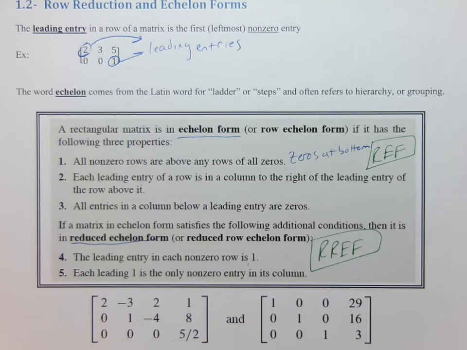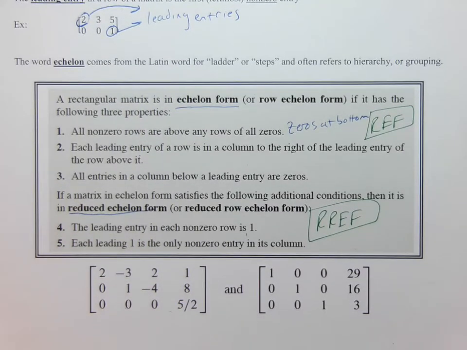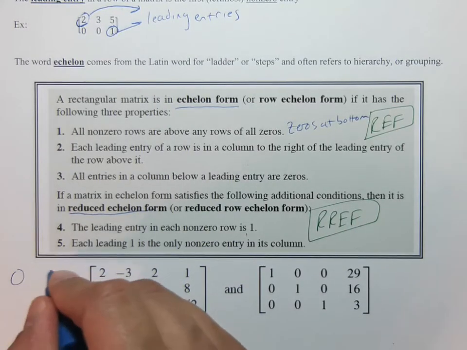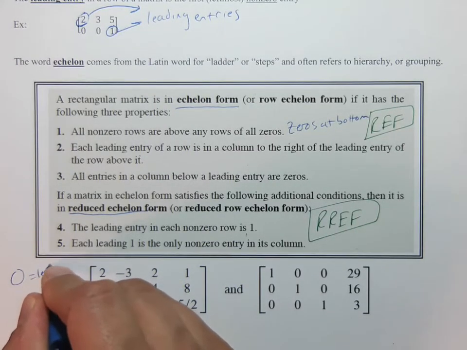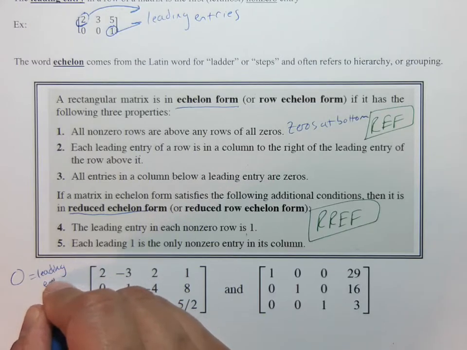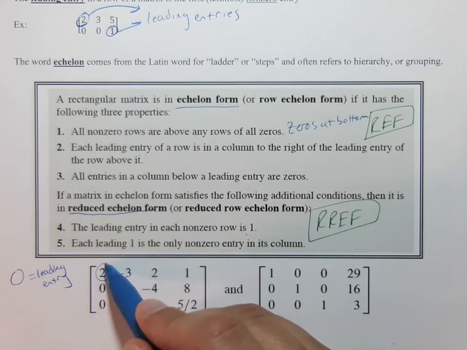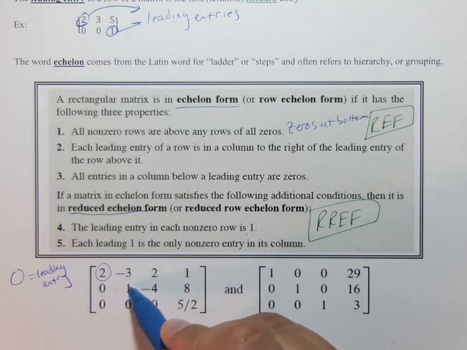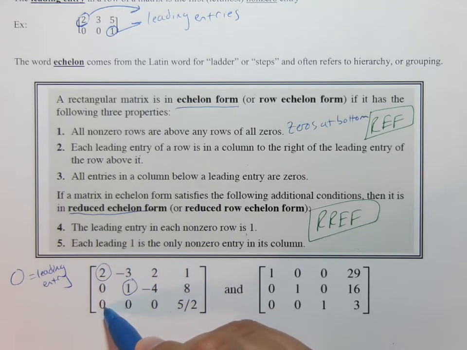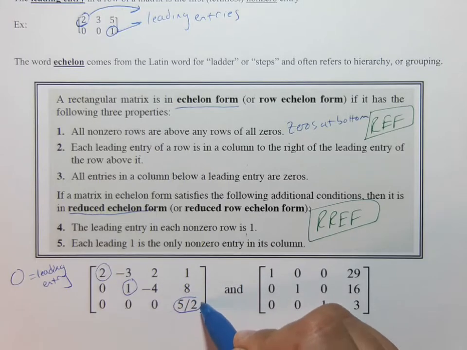Okay? And so let's take a look at these matrices at the bottom of the page here and decide what form they're in. So let's go ahead and circle leading entries. I'm going to circle that with blue. And so the leading entry in the first row is right there. If I go to the second row, the first non-zero is right there. If I go to the third row, the first non-zero is right there, right? And so those are the leading entries.